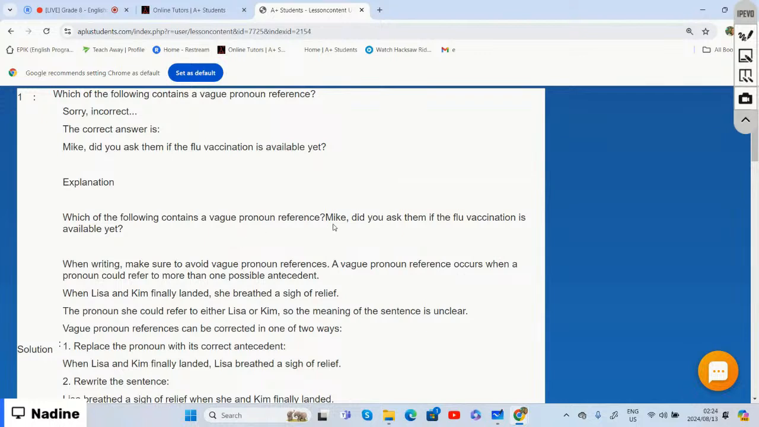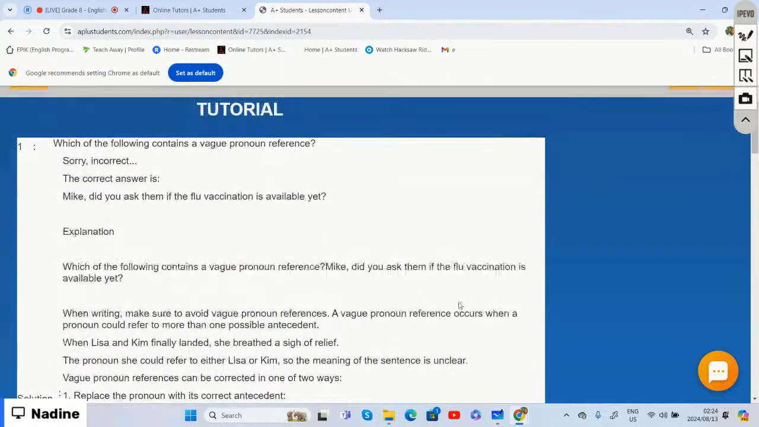It says, Mike, did you ask them if the flu vaccination is available yet? Okay, it only gives us that one, so if we specifically look at that one, we can already see that that sentence is a vague pronoun reference. And how do we know it is a vague pronoun reference? Because it says, Mike, did you ask them? So now the question is, who is the them? If you need to ask yourself who is the them, then it means that your sentence is unclear and that is a vague pronoun reference.